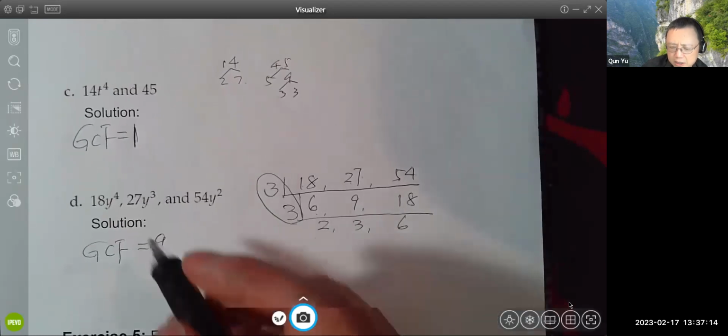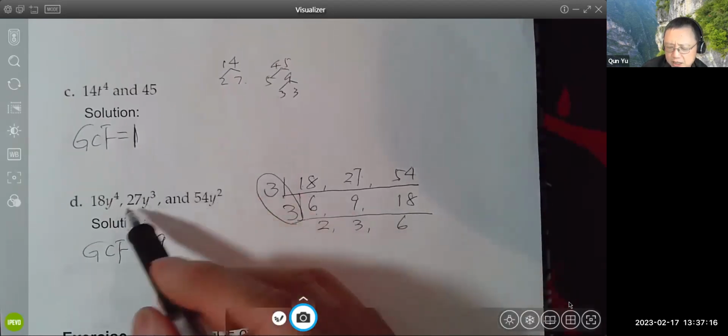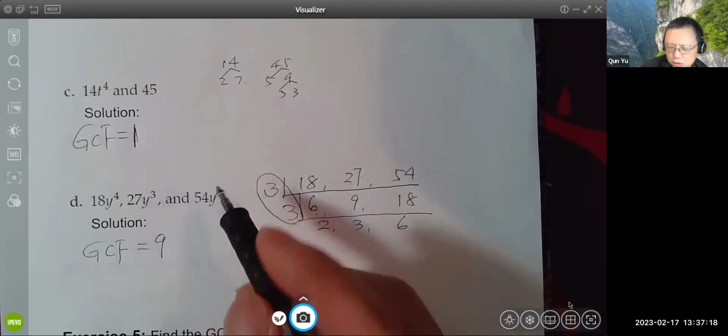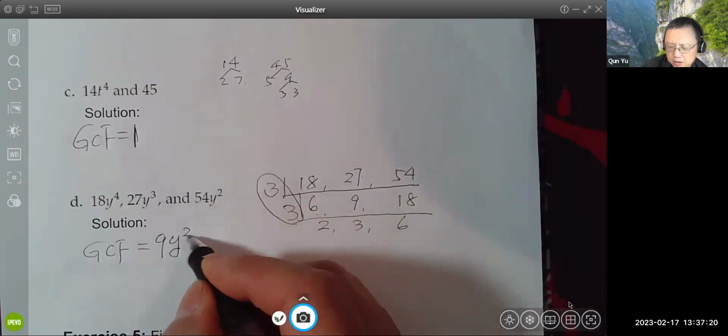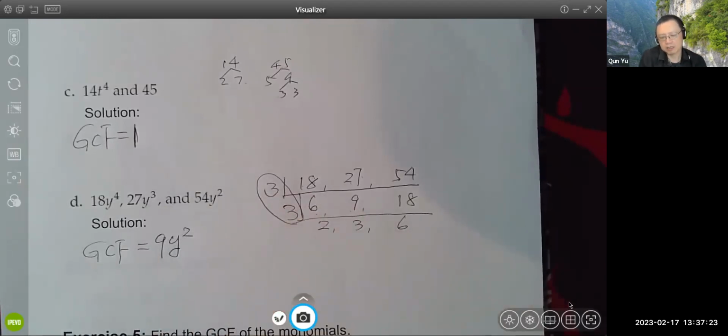Now let's look at the variable part. We have only y. The smallest exponent is 2, so y squared. So the final answer, 9y squared, is our greatest common factor.